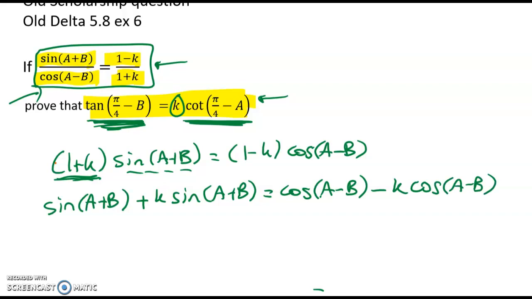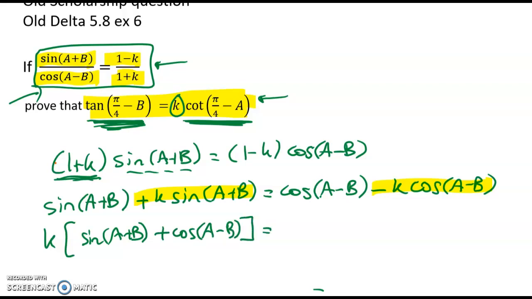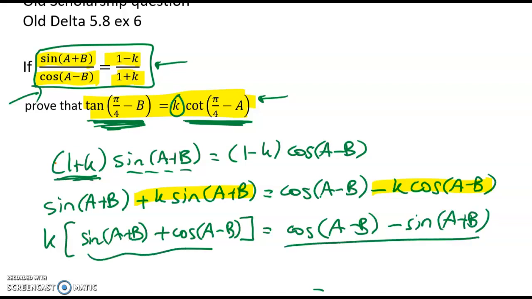I'm going to whoosh all of the stuff with k in it over to the left-hand side and all of the other stuff to the right-hand side. So k times sine of a plus b plus cos of a minus b is equal to cos of a minus b minus sine of a plus b divided by this here. And I'm going to write that in the order cos of a minus b plus sine of a plus b. Okay, so that's the first bit.